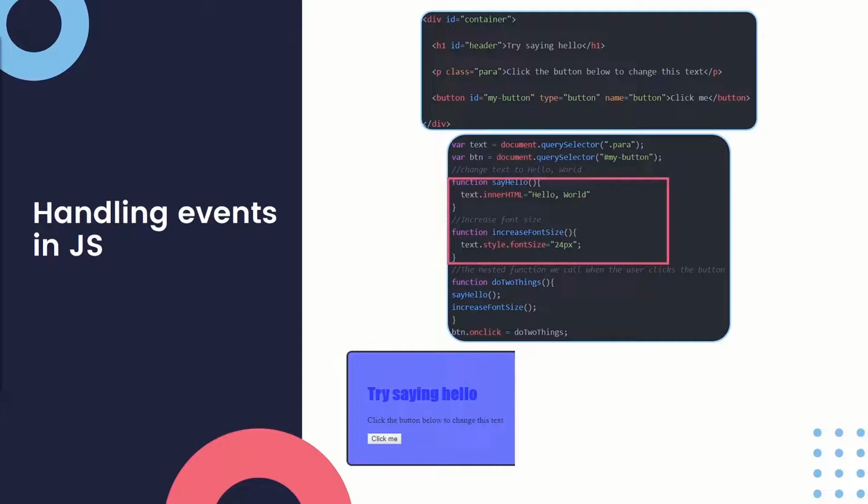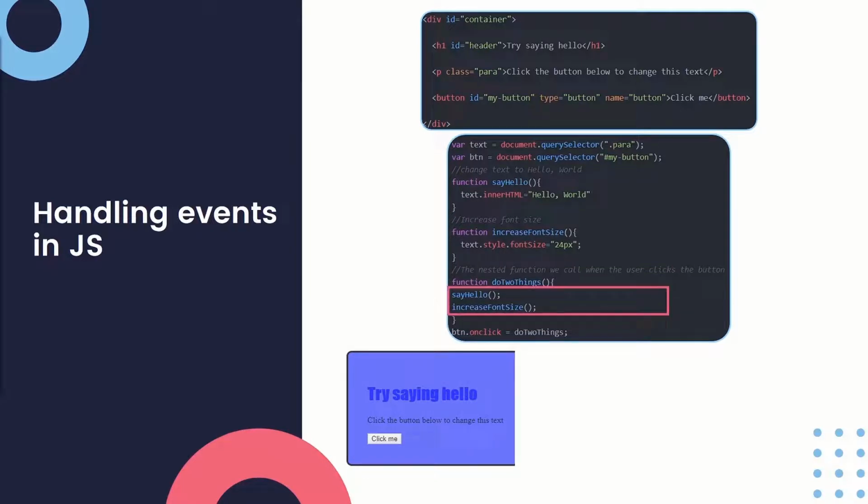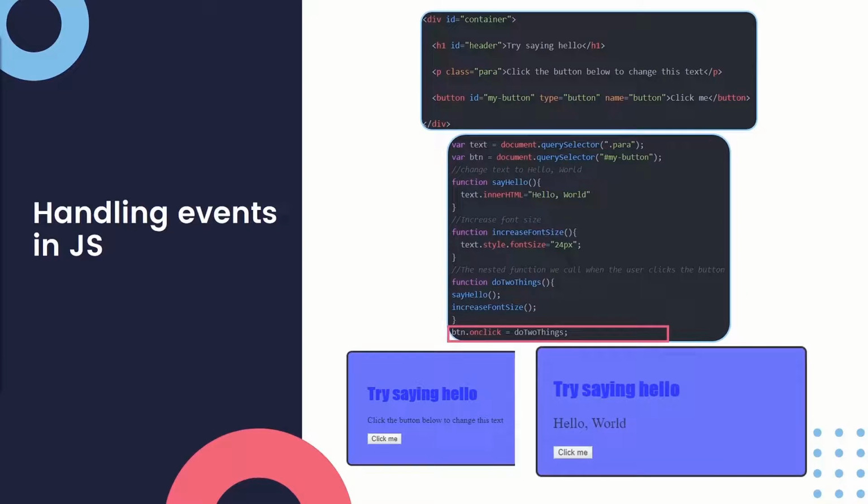Now, here we have the exact same code with the two functions we created earlier. We also have a third function that we created, called doTwoThings. Essentially, all this function does is call the previous two functions that we created earlier in a single function. Then we reference that button, call the onclick property, and set it equal to doTwoThings. So now we'll notice in our output that the font size has increased and the text has actually changed to hello world. This is just a quick workaround when working with multiple events on a single element.